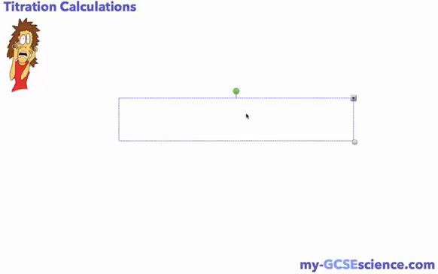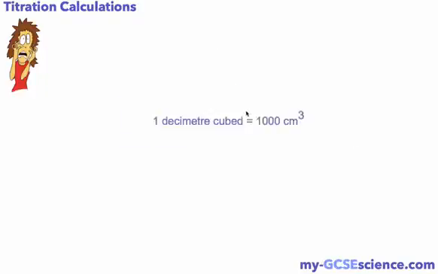There's a couple of things I want you to know before we carry on with the video. The first one is that 1 decimeter cubed is exactly the same as 1000 centimeters cubed. So if I have 1 decimeter cubed of water, it's exactly the same as having 1000 centimeters cubed of water, which incidentally is the same as a litre. So it gives you an idea of how much we're actually talking about.